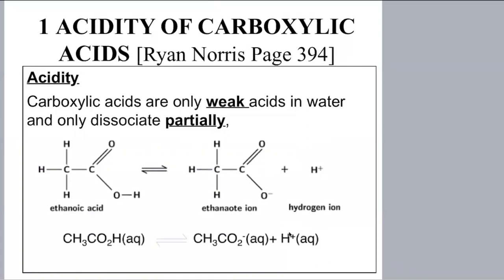There are two versions of the equation here. One is showing you the displayed formula, and the other one is just showing you the molecular formula, the structural formula. When we release hydrogen ions in the solution, we are actually breaking this OH bond. So when this OH bond is broken, you form hydrogen ions and a carboxylate ion, or more specifically the ethanoate ion. So the general name for this is carboxylate.